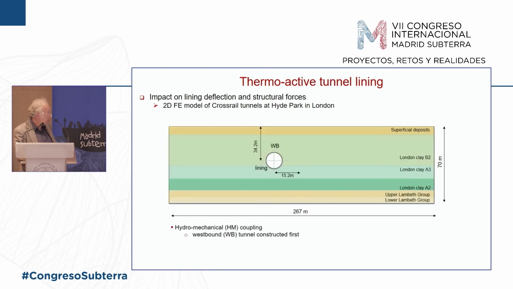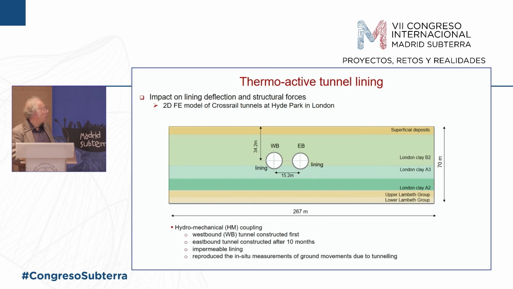And basically, when we did the original hydromechanical coupling, so no temperature, the westbound tunnel was constructed first. 10 months later, the eastbound tunnel. The tunnel linings were assumed to be impermeable.